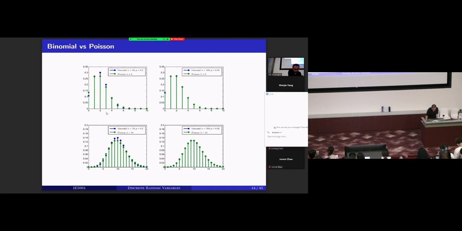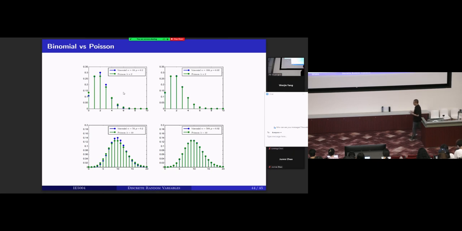So here, let's see the first picture. In the first picture, the blue dots are the distribution for binomial when n is equal to 10, p is equal to 0.2, right? So n times p would be 2. To compare with that, I just plot a Poisson distribution with parameter 2, which is the green dots. So you see that they're different, but the shape looks pretty similar, right?